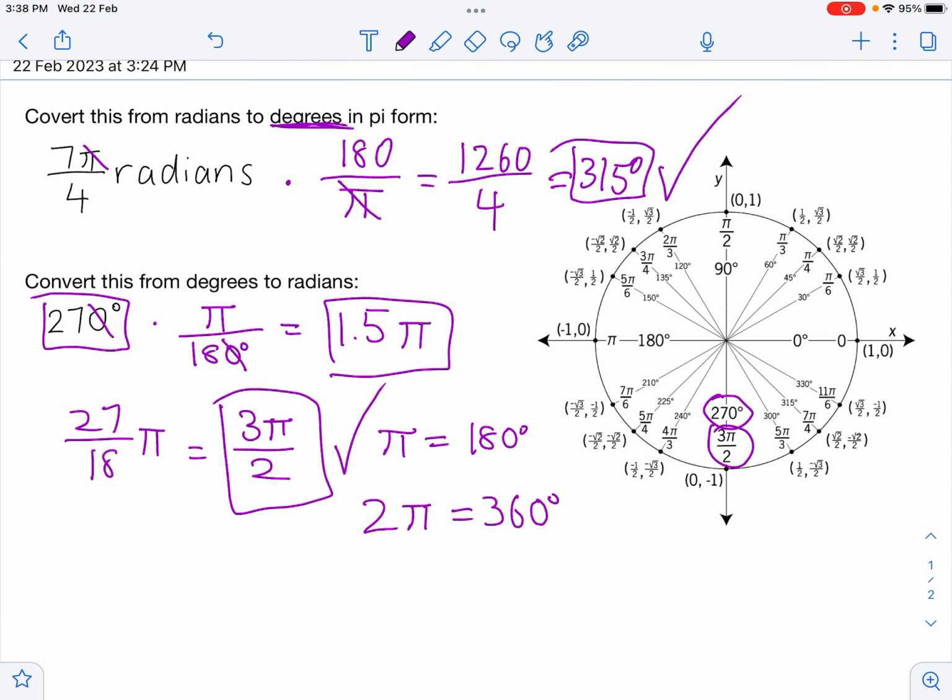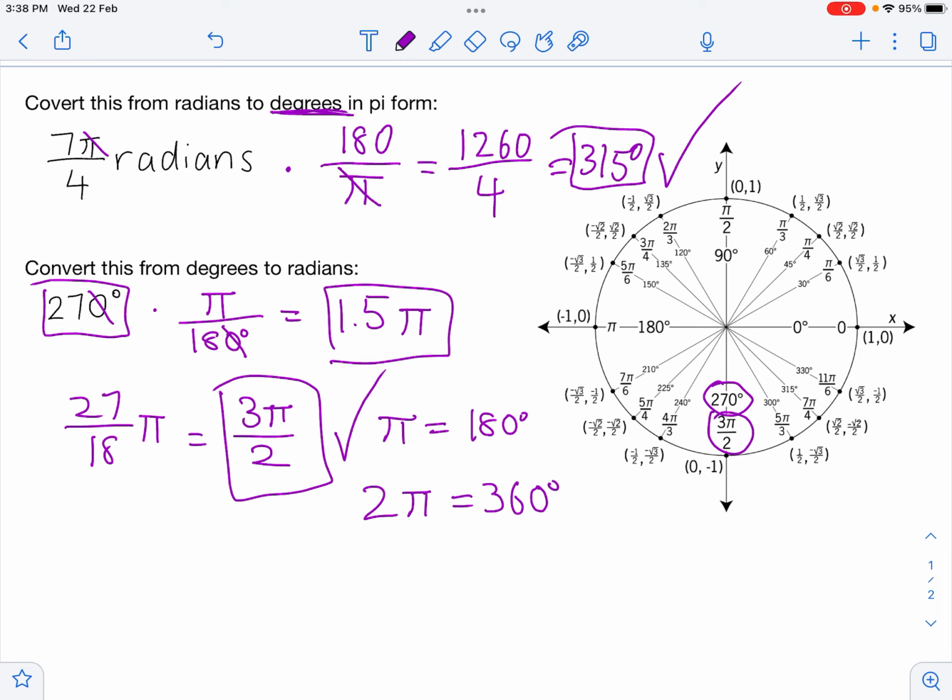So congratulations, we've converted from radians to degrees and converted from degrees to radians. So this is how you convert between radians and degrees using the unit circle and using the rule here: pi is always equal to 180 degrees.